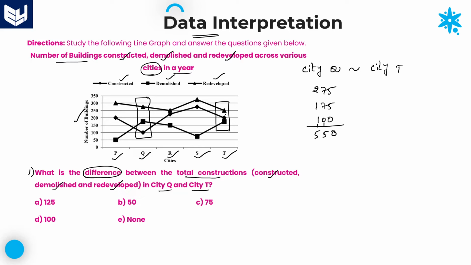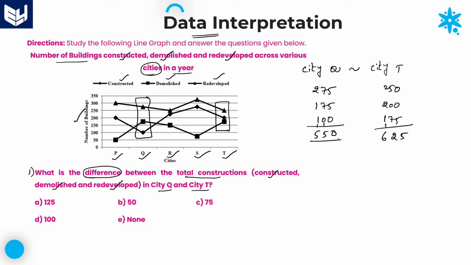Now you need to take city T. The top value is on the 250 line, the second one is on the 200 line, and the least one is between 150 and 200, which is equal to 175. Now add all these three values. Units place is 5, 5 plus 7 is 12, 1 is carried forward, 2 plus 2 is 4, 4 plus 2 is 6, 625.